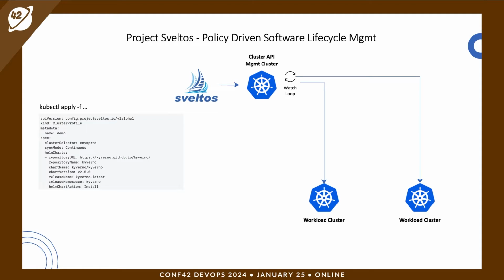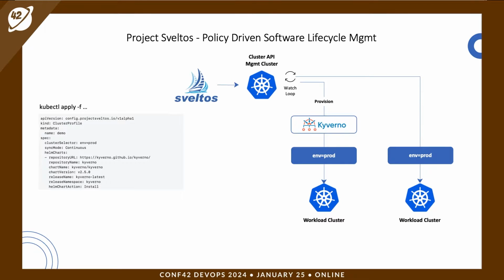So we apply in the management cluster a cluster profile that says select every cluster matching the labels environment prod, which stands for production, and deploy Kyverno version 2.5.0 in every such cluster. So if we add the label environment production on the first workload cluster, Sveltos will detect that this workload cluster is a match for this cluster profile, and will take all the listed add-ons and applications and deploy them. In this case, we only have Kyverno, so Sveltos will deploy Kyverno in this workload cluster.